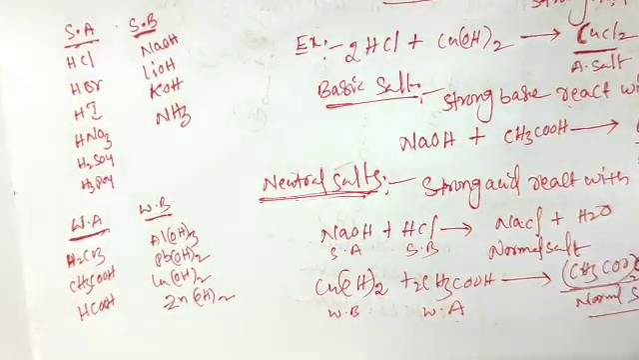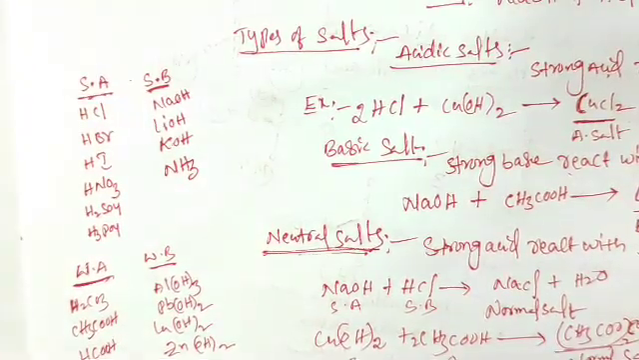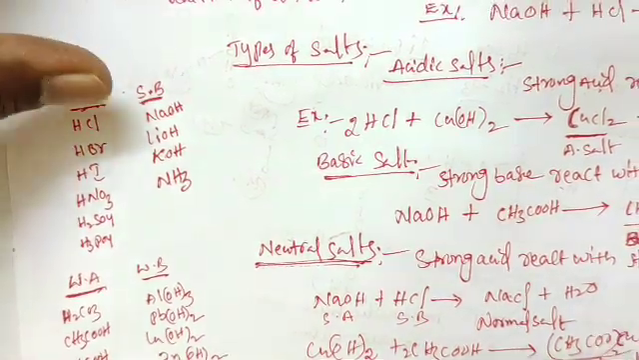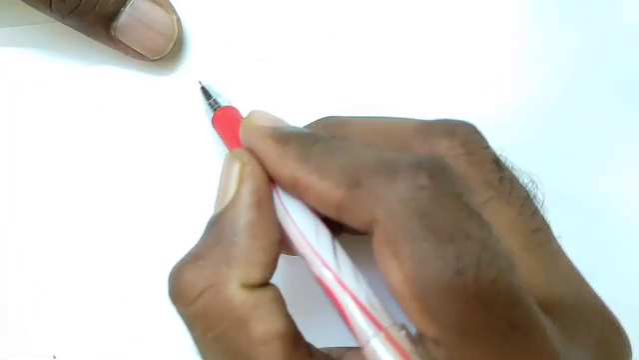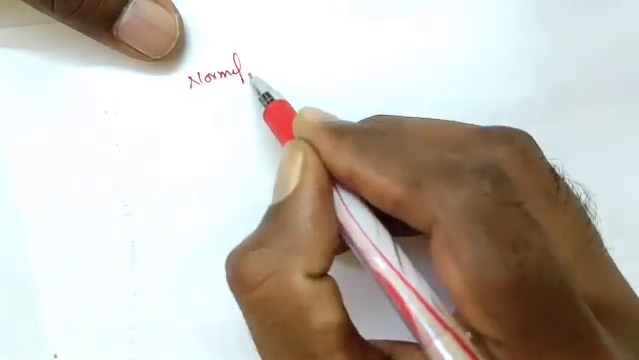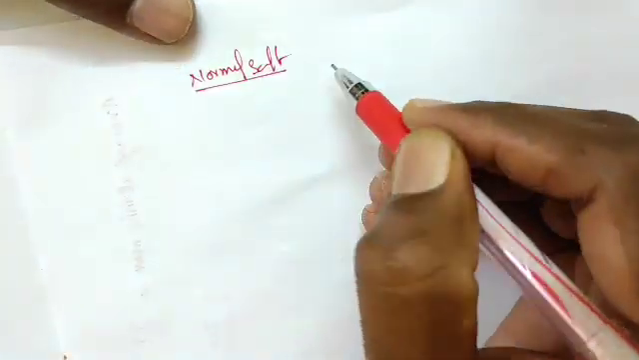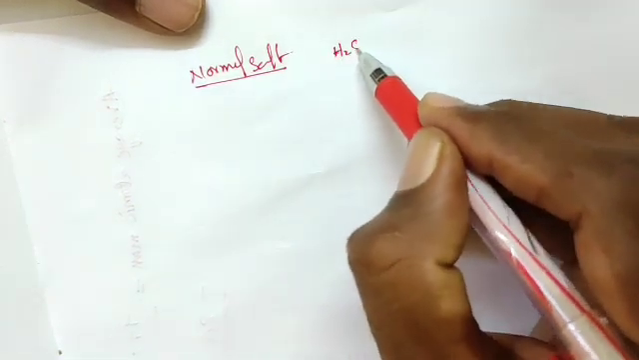Okay, this is strong acid, weak acid, strong base, weak base. Now about salts. A strong acid with a strong base gives a neutral salt, and a strong acid with a weak base gives an acidic salt. That is one theory. One more is there. Let me explain: normal or neutral salt.